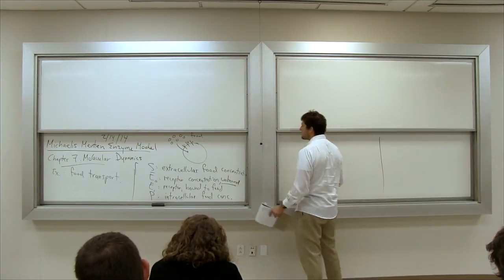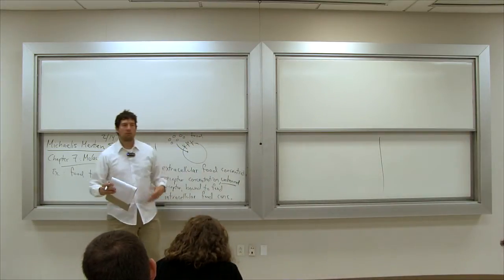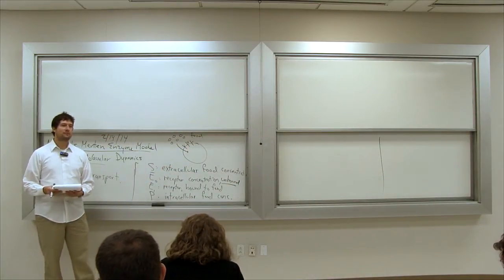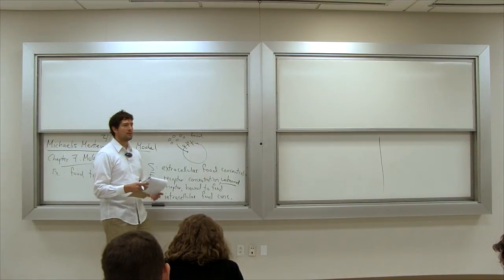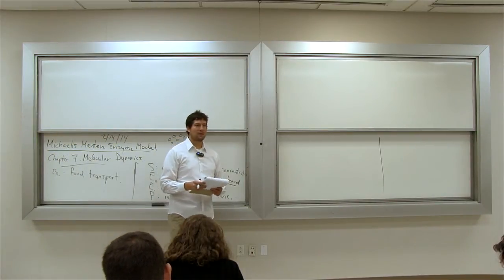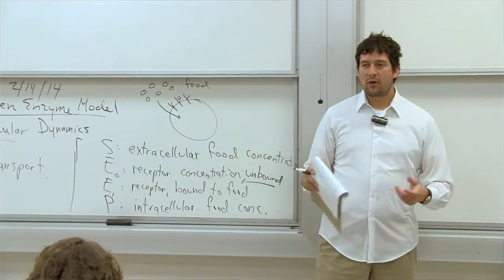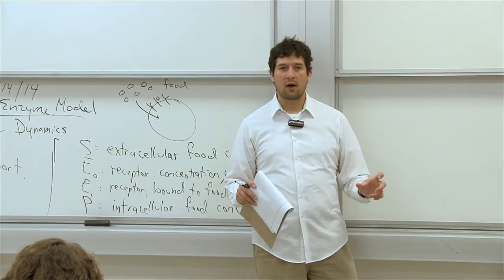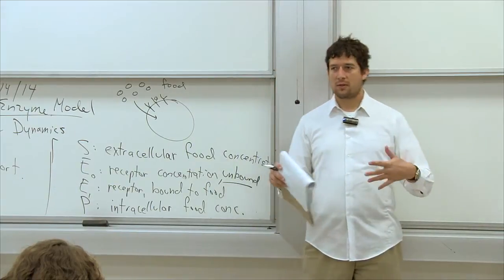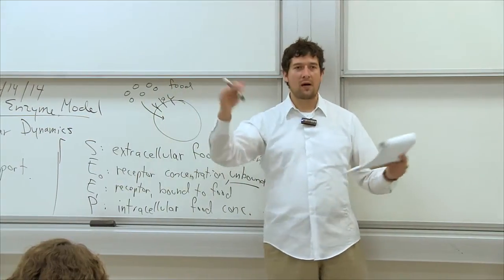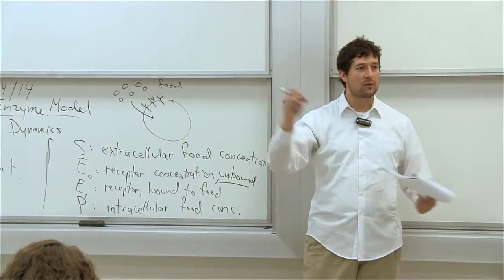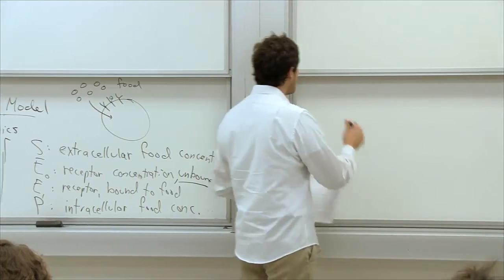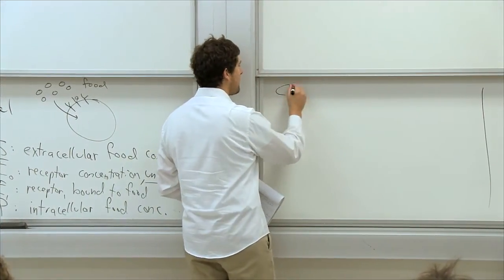So who wants to try to model this mathematically? Let's think about it a little bit like the models we found in ecology. These molecules are bumping around, and every once in a while they bind together with the receptor. We're actually going to use a chemical notation.